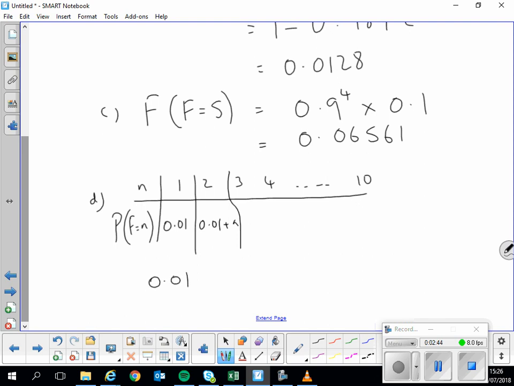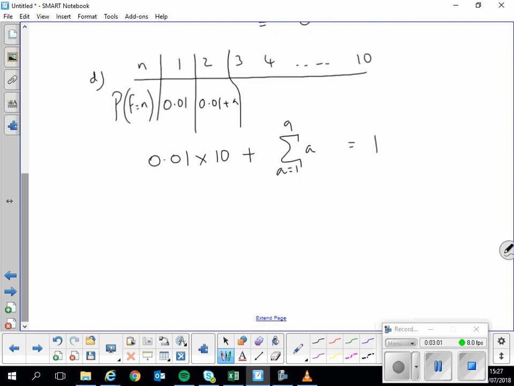So what we can see is it's 0.01 10 times plus the sum of A from A equals 1 to 9. And all of that must come to 1, because by the time you get to the end, the probability sum must be 1. So I've got 0.1 here. So those two multiply together to make 0.1. And the sum of the integers from 1 to 9 is 45.